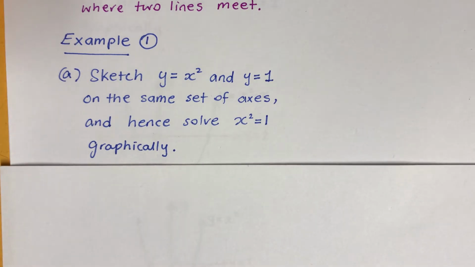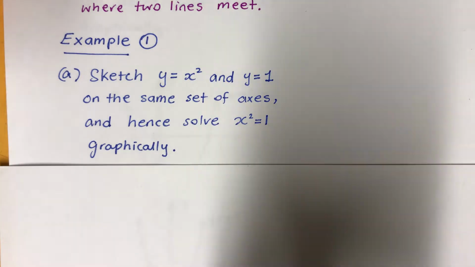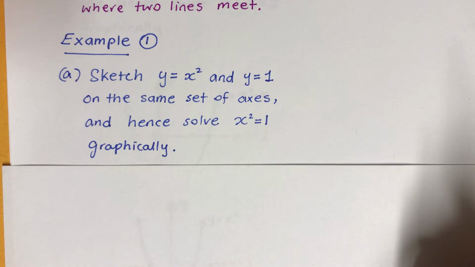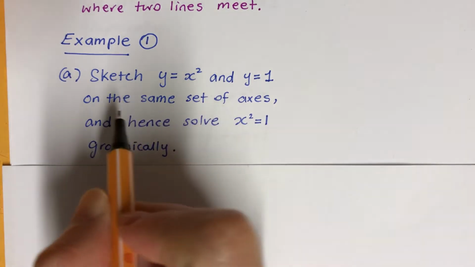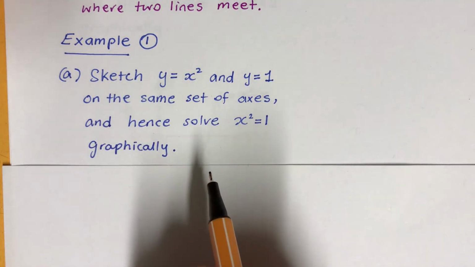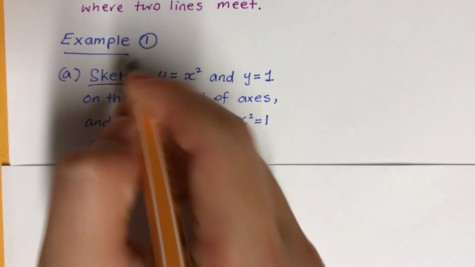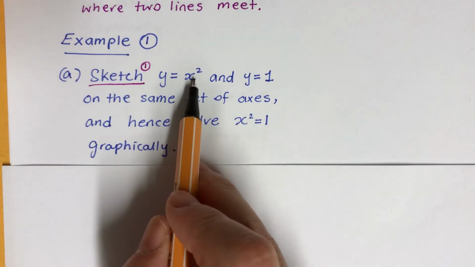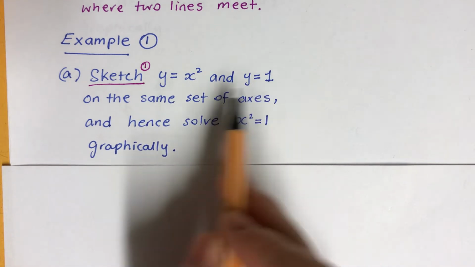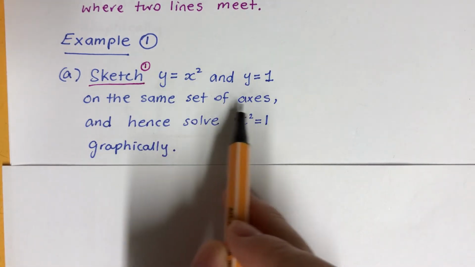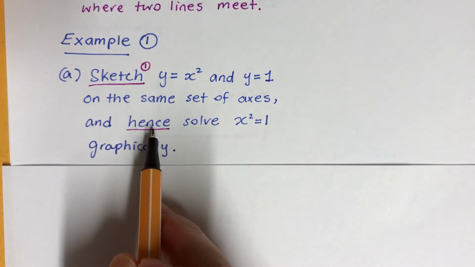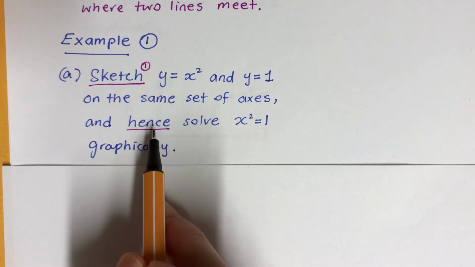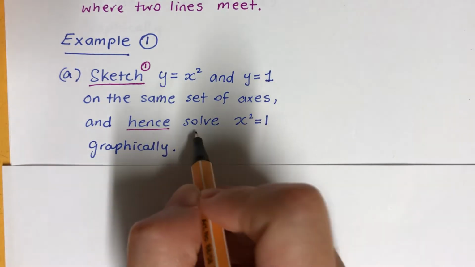Now, before we start, you always need to understand the question. So you read a question more than once if you need to, and then collect the information, which is underlining all the key words here. So we've got to do two things here, don't we? So sketch y equals x squared and y equals 1 on the same set of axes, which is the same one number plane. Hence, now this is an important word, hence is often referring to the previous information you have to use in order to do the next part. So hence solve.